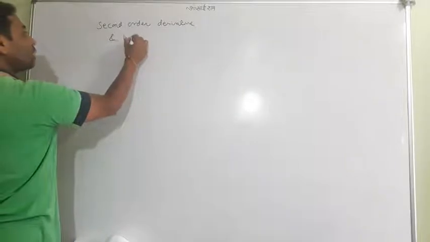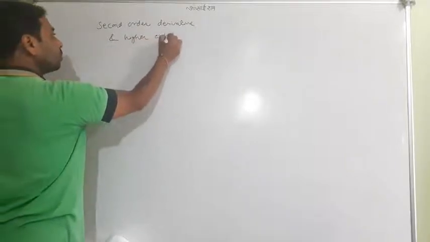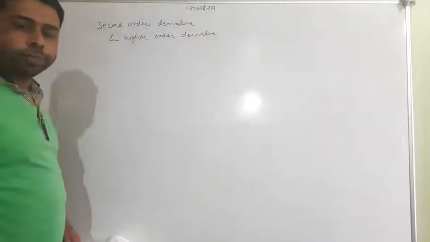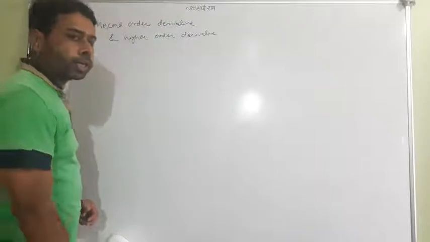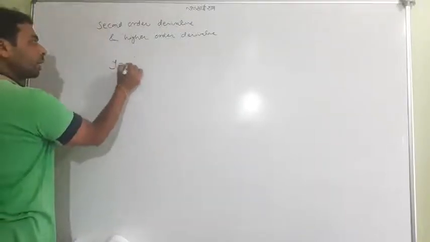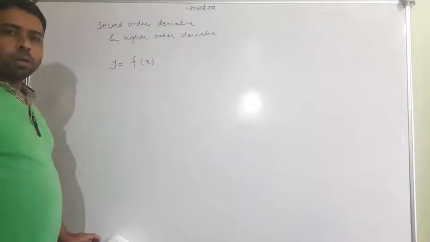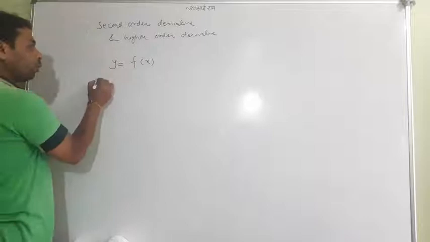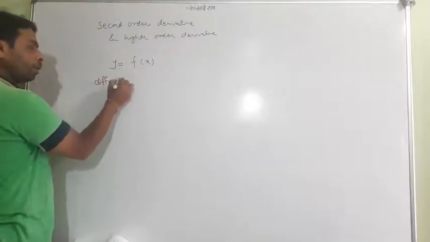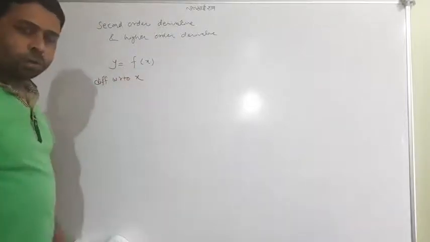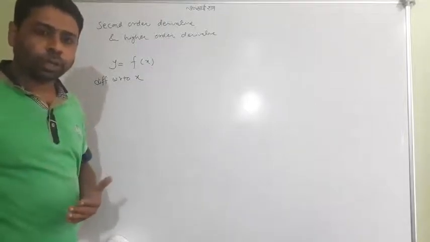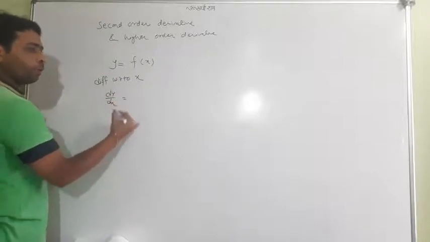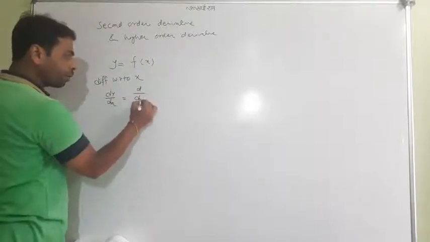and higher order derivative. These two topics we will study. So what it means, look, I tell you. First we start with y is equal to f of x, and we all know it is called y is a function of x. When you differentiate, what do you write? Differentiate with respect to x. When you differentiate, what do you write? dy by dx. This is a symbol of differentiation, and you write here d by dx of f of x.